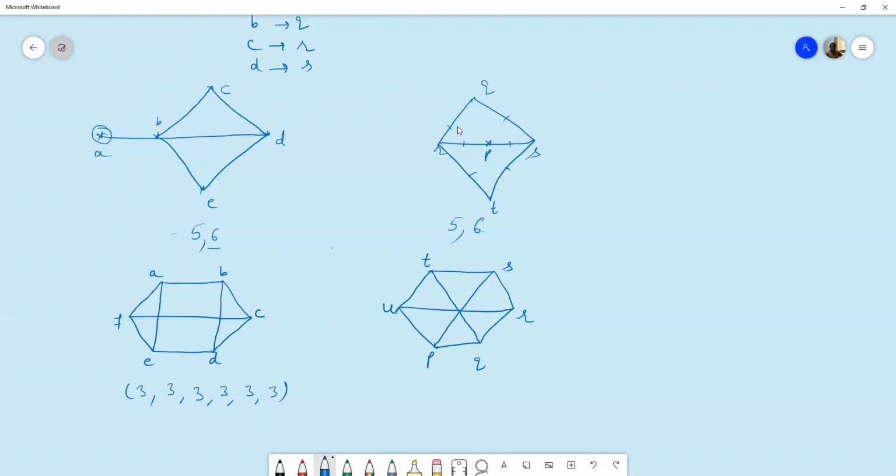But still they are not isomorphic to each other, because here we have this set of points A, E, and F, such that F is adjacent to A and E, A is adjacent to F and E, E is adjacent to A and F. But here we do not have a set of 3 points which are adjacent to each other. So these two graphs are not isomorphic.